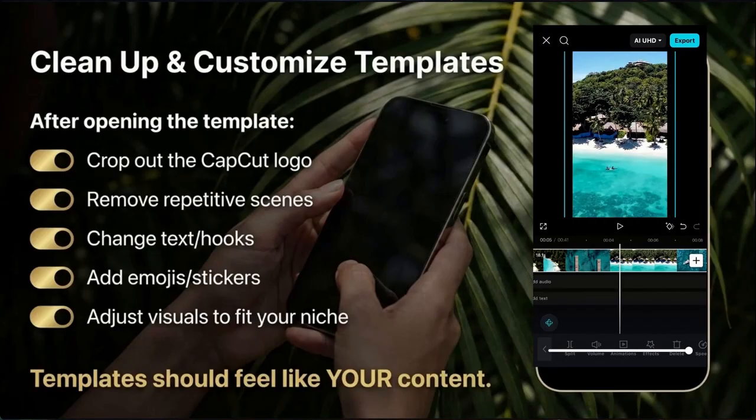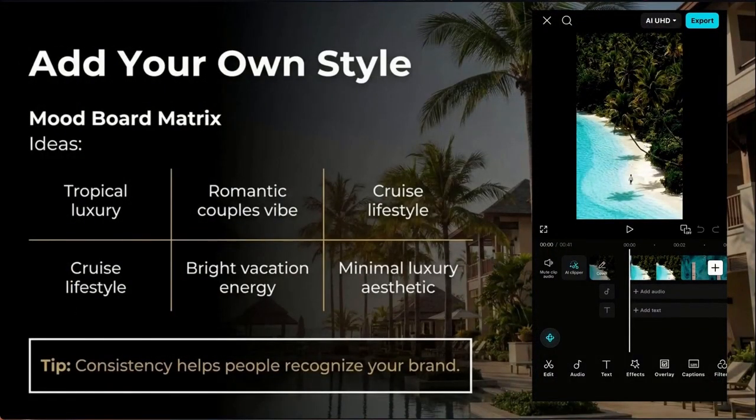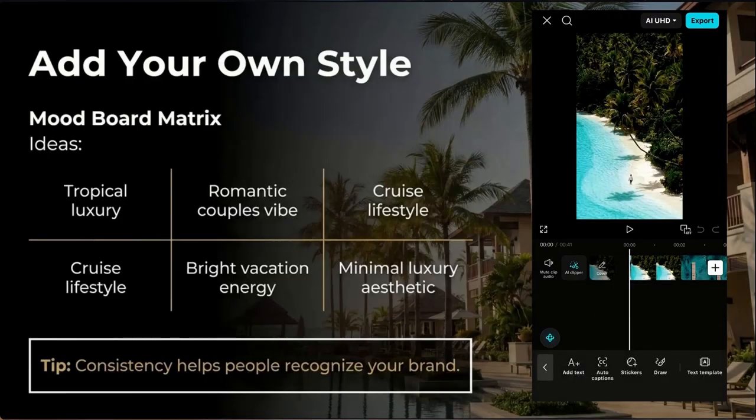So taking it a step further now, we're going to move to adding your own style. I like to do a mood board matrix before I start this video. Let me stop it. I like to figure out what I'm going for when I'm making these videos. So if it's a tropical luxury video, then I just stick with that. I don't want you to mix these ideas together, because your video will look really, really confusing. You see how it's all tropical for this one? Then it just needs to be tropical.